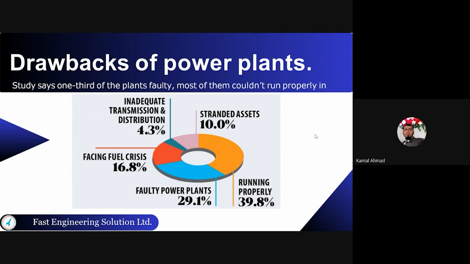We'll see in the next slide that the government has to increase the prices, but the industry sector cannot cope with that, because if the energy prices increase from the grid, they will have to pay more for the same consumption. So why would they take the power from the government? So they go for captive power generation.